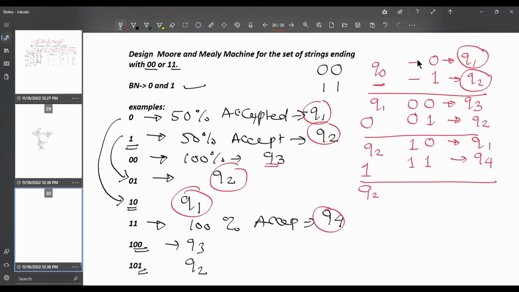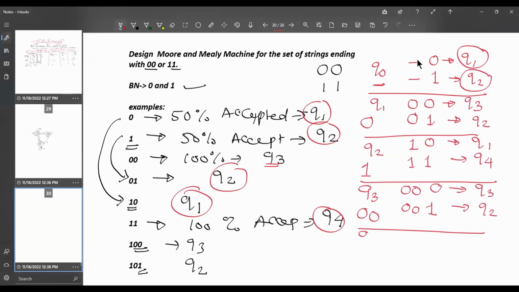Now the next resultant state that we have to consider is Q3. What is Q3? Q3 means the string was ended with 00. So the previous was ended with 00. The next bit can be 0 or 1. So now your string is again ending with 00, that is indicated by Q3. Now the string is ending with single 1, that is indicated by Q2.